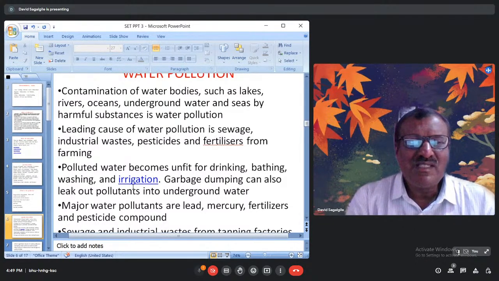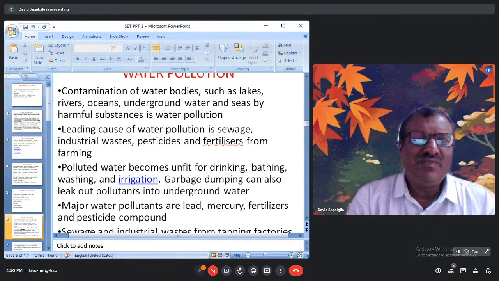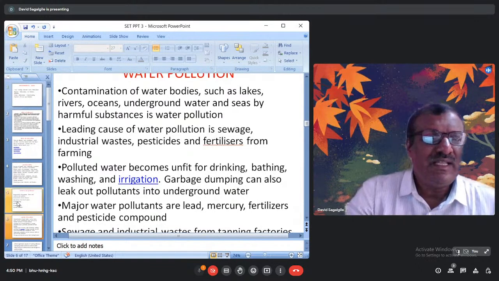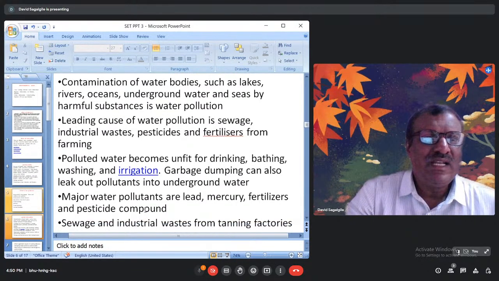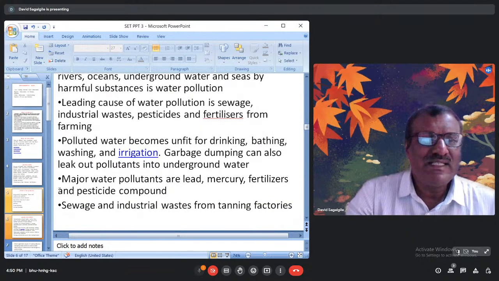Which causes pollution in the underground water. And that is why we see that even the water of the wells and bore wells becomes polluted and is not good for drinking or for any other purpose. Then major water pollutants are lead, mercury, fertilizers, and pesticide compounds. So these are the major elements or chemicals which are causing water pollution.